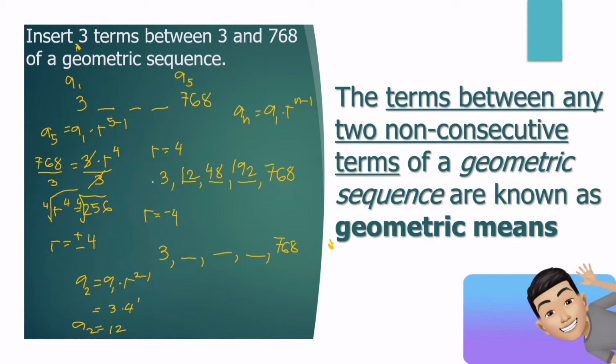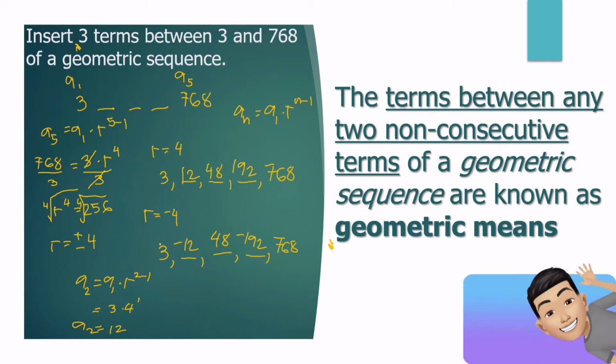And with respect to R, which is equal to negative 4, what is 3 times negative 4? It is negative 12. And negative 12 times negative 4, it is 48. And 48 times negative 4, negative 192. Ayun. Kung mapapansin ninyo, dahil ang first term natin positive, kapag ang common ratio ay positive, all the way dun sa ating naging sequence ay positive lahat.